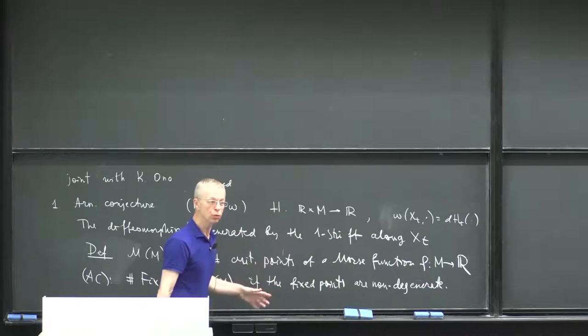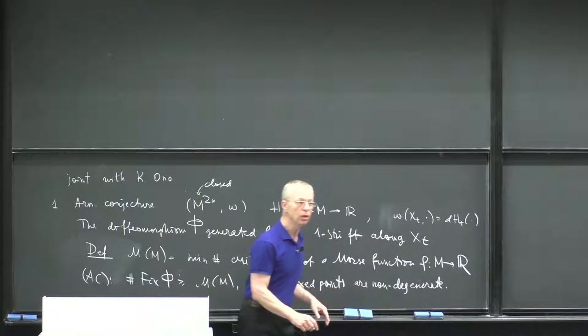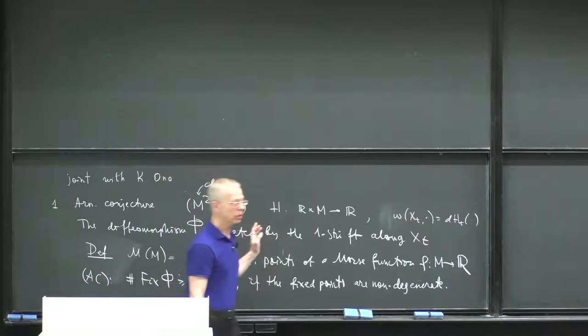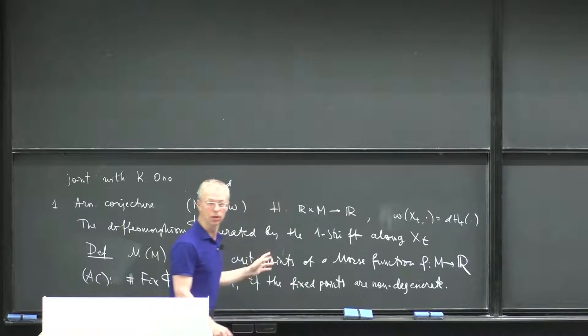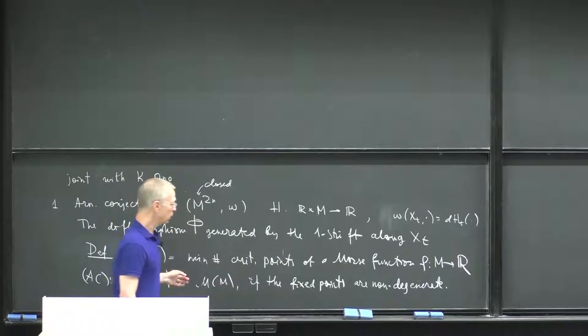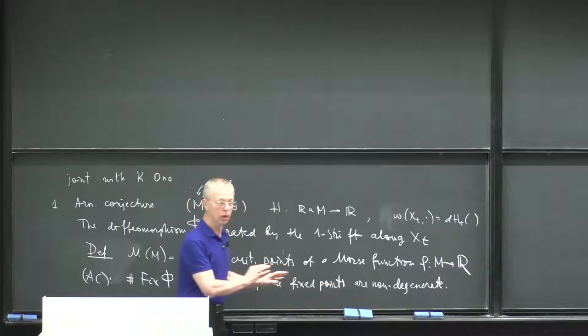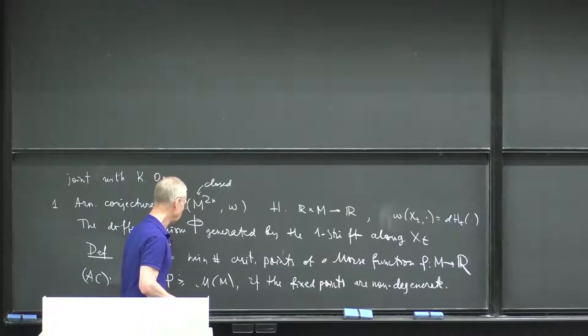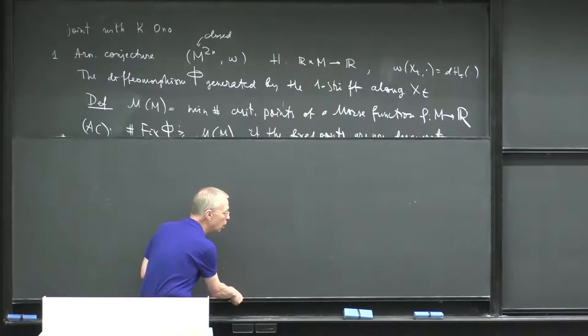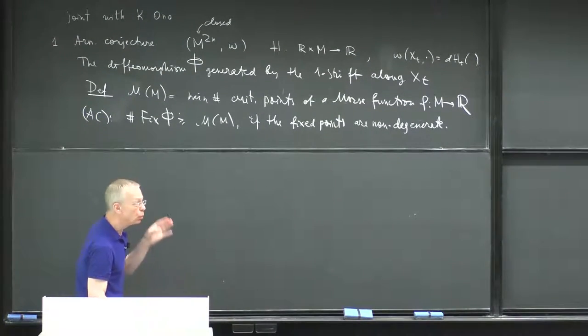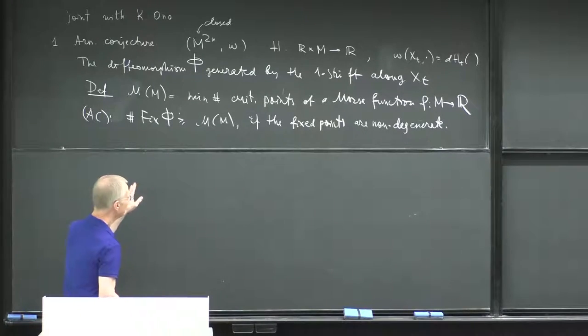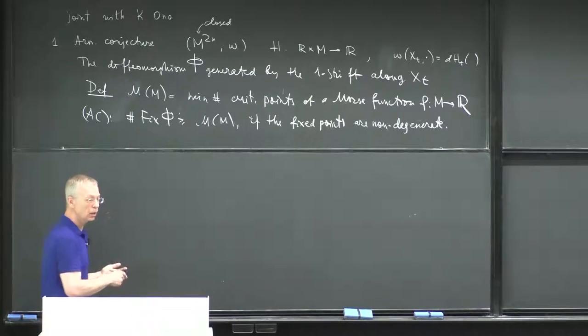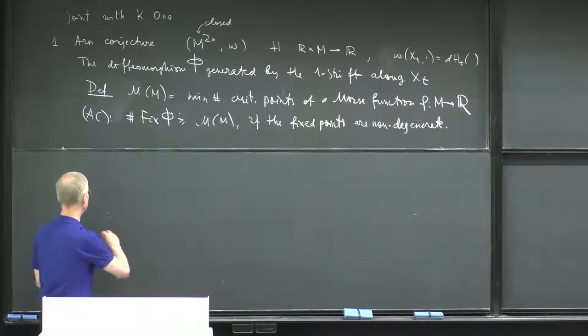Actually, he stated this conjecture without the non-degeneracy assumption. You can read it in the Comptes Rendus, where it is written that it is just a diffeomorphism. But this is the most popular version, and I'm going to deal with this. So the reformulation, which is convenient and also maybe more popular than the conjecture, is about the periodic orbits of periodic Hamiltonians.